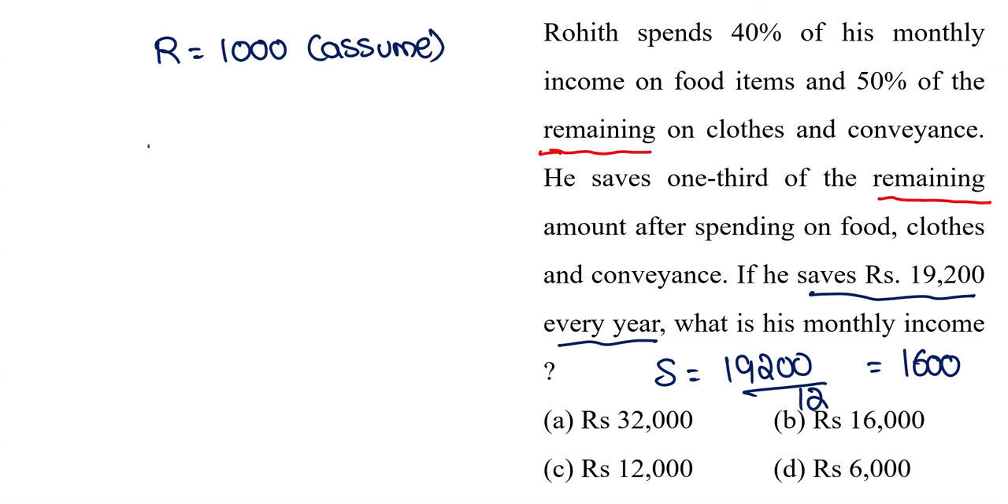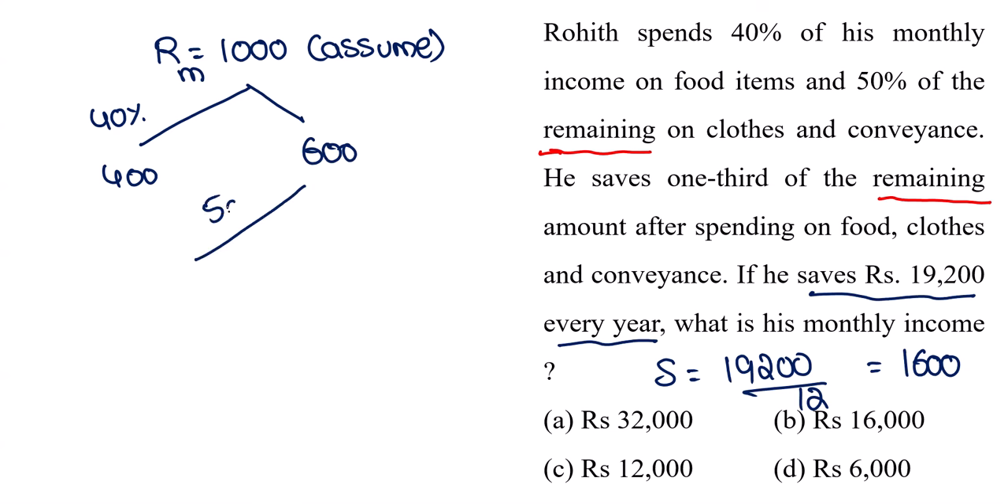Assume Rohit's monthly income is 1000. M means monthly income. 40% he spent on food means 400 gone. Available is 600. 50% of the available amount, 50% means 300 gone. This is for clothes and conveyance. Now what is available is 300.